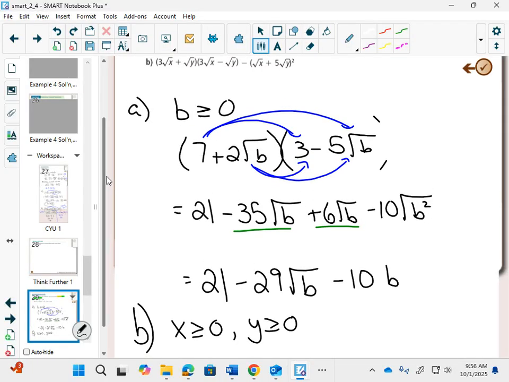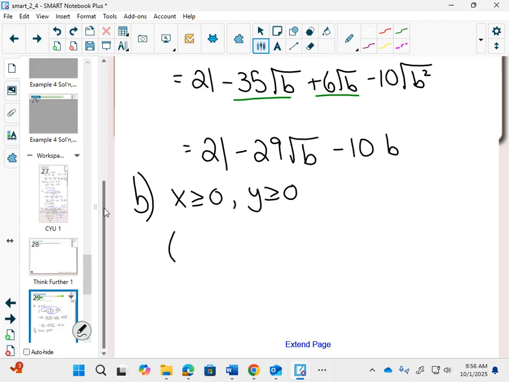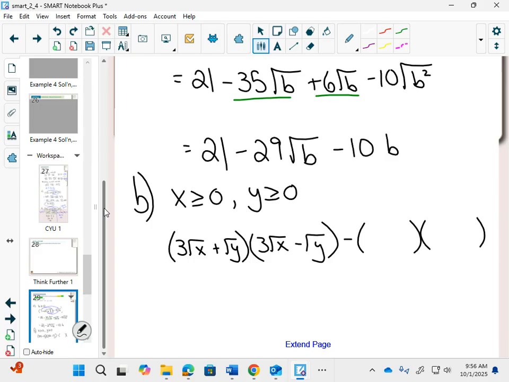I'm going to rewrite it out. We have 3 root x plus root y. And we have 3 root x minus root y. And then minus, and because it's squared, I'm going to just write it as repeat multiplication. Root x plus 5 root y. And root x plus 5 root y.